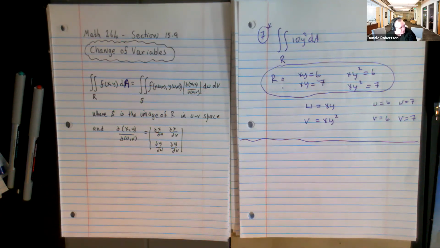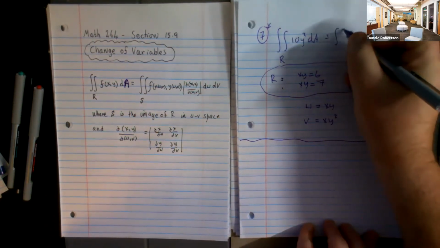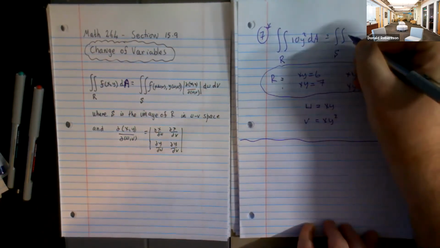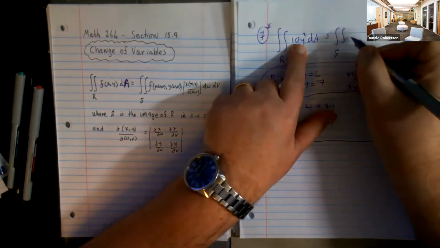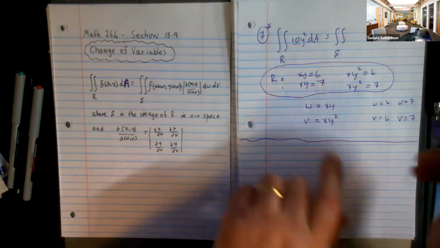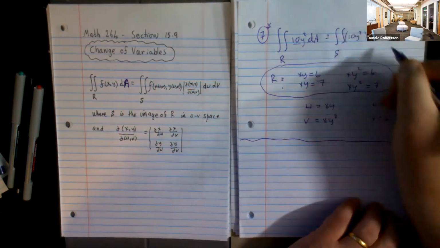We call it that. Now, we need a number of pieces to get our answer. We need to convert this function, 10y squared, into u's and v's. So I'm going to just put that as a placeholder because I don't know the answer to that.